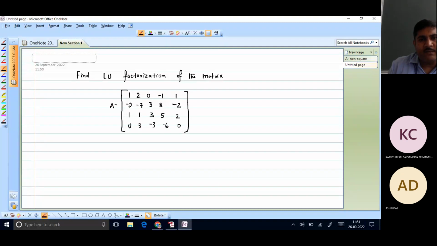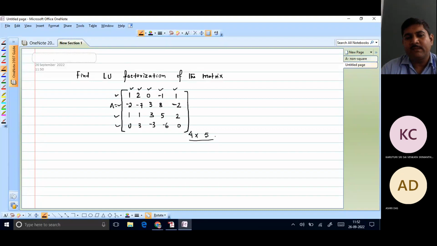Suppose I want to find the LU factorization, but the restriction on A is that A is non-square, rectangular in size. How many rows does it have? 1, 2, 3, 4. It has 4 rows. And how many columns? 1, 2, 3, 4, 5. It has 5 columns, meaning it is of size 4 by 5.